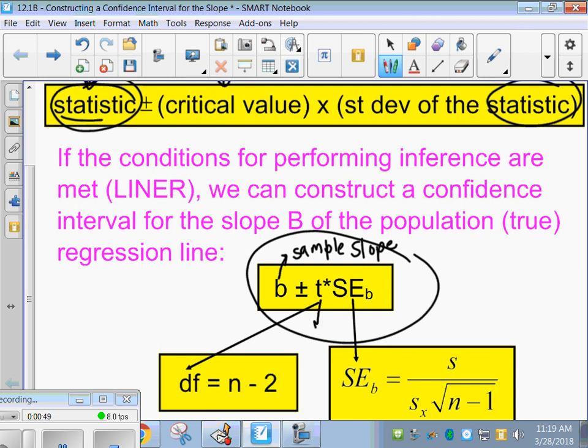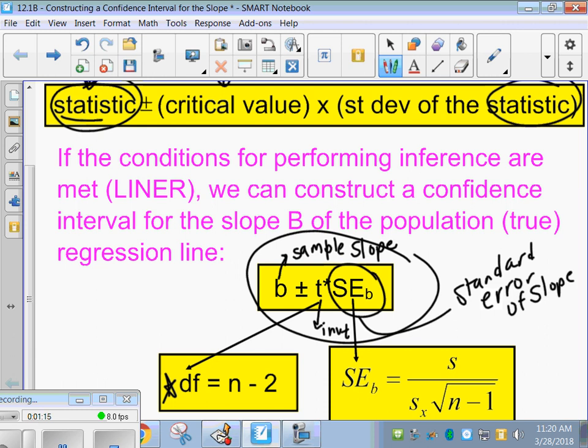T star, you can do inverse T on your calculator. Area is whatever area you're doing for 95%, 90%. And then degrees of freedom is different. Be sure you write this down. It is n minus 2. And then we've got SEB. This is standard error of the slope. So pay attention that you're finding standard error of the slope.